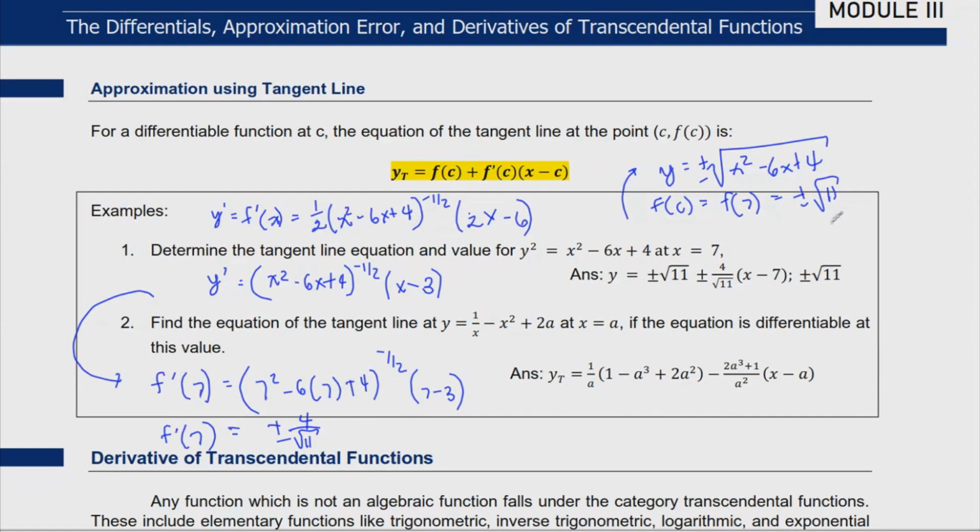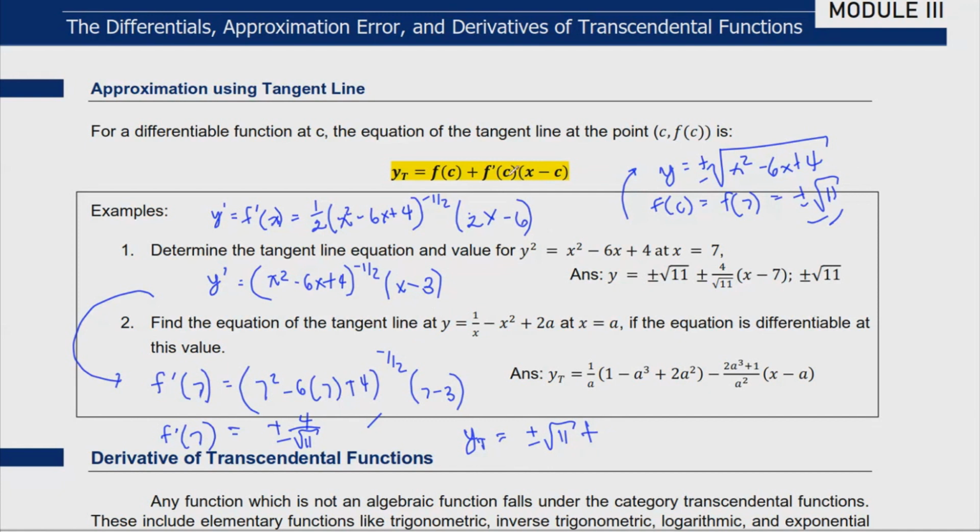So we do have this f of c, we do have this f prime of c, and then we multiply that to x minus c, so that's x minus 7. And finally, we'll be able to get the tangent line equation, which is y sub t, equal to f of c, that's positive or negative square root of 11.